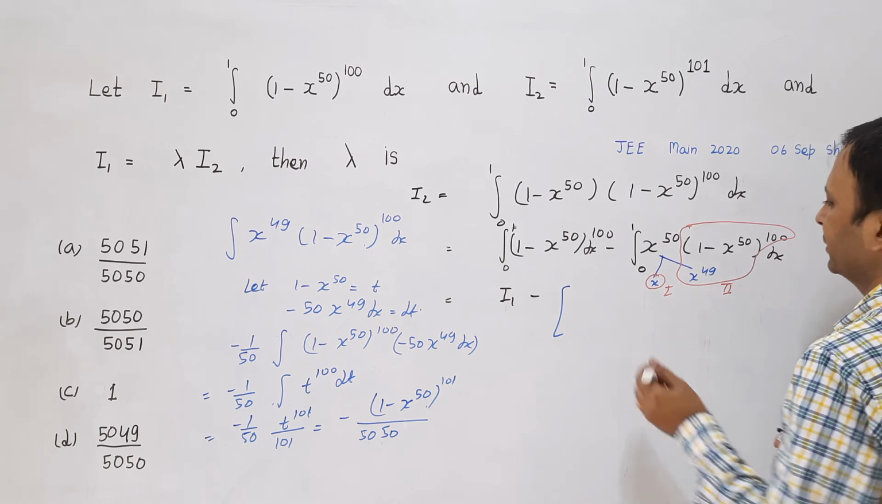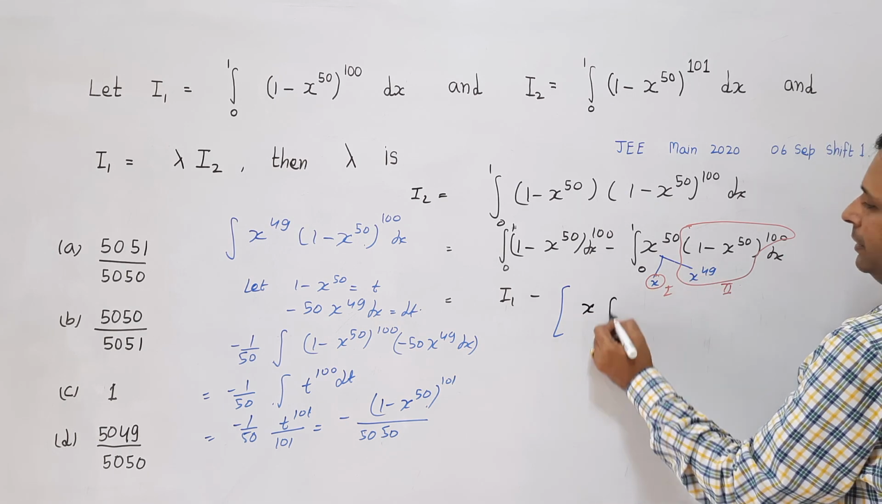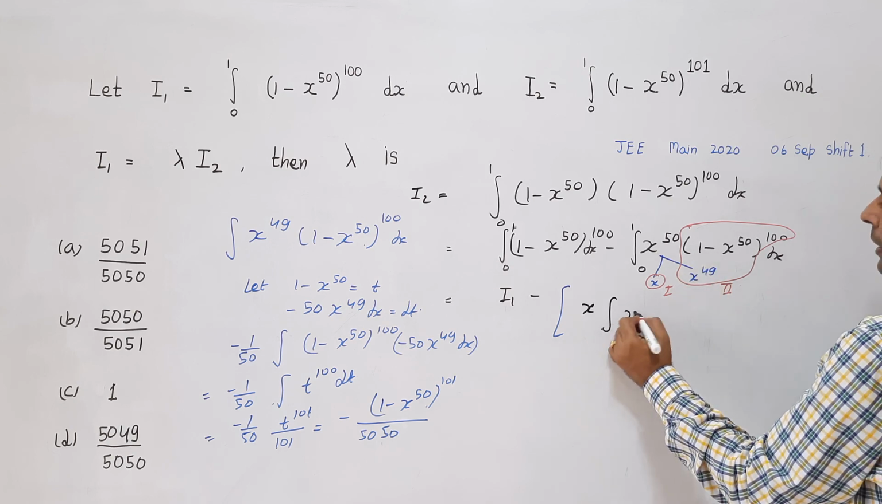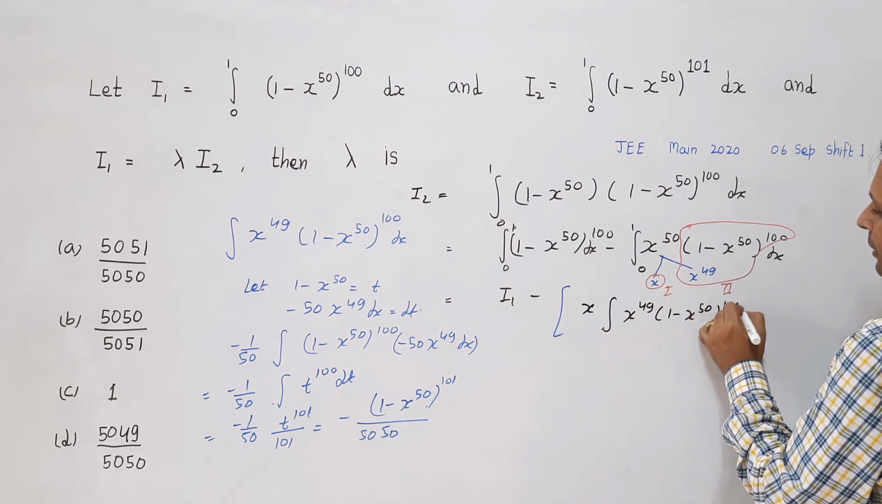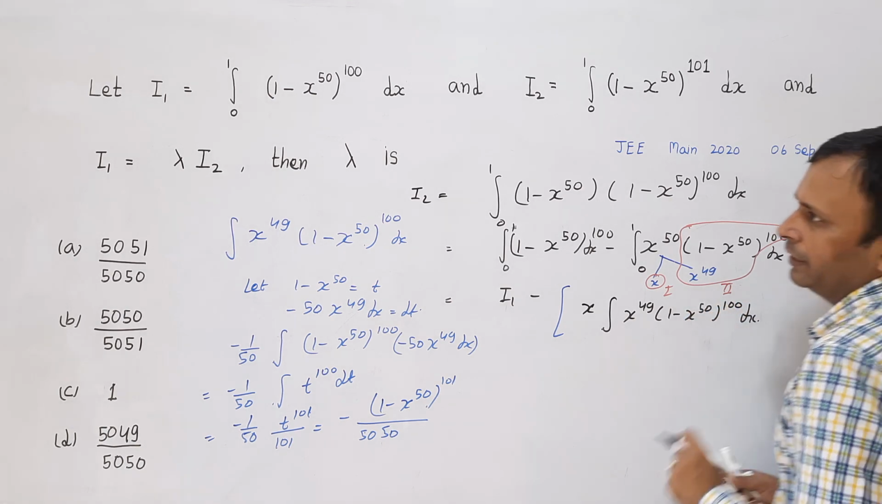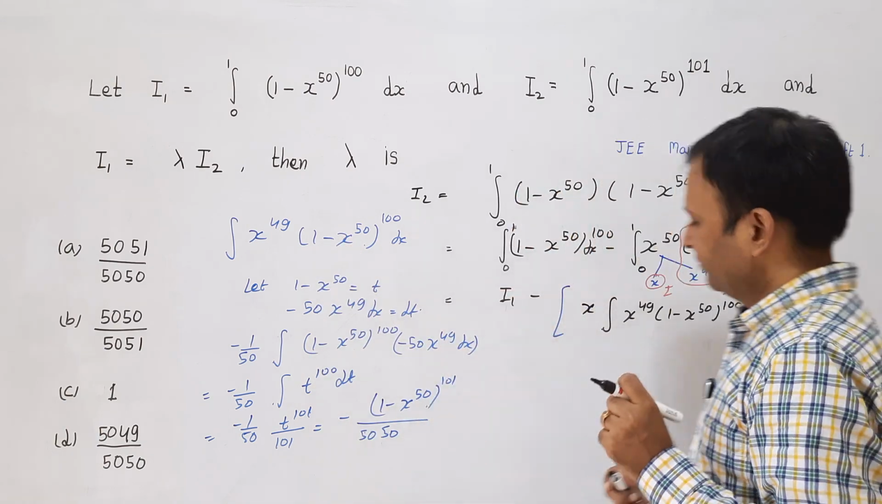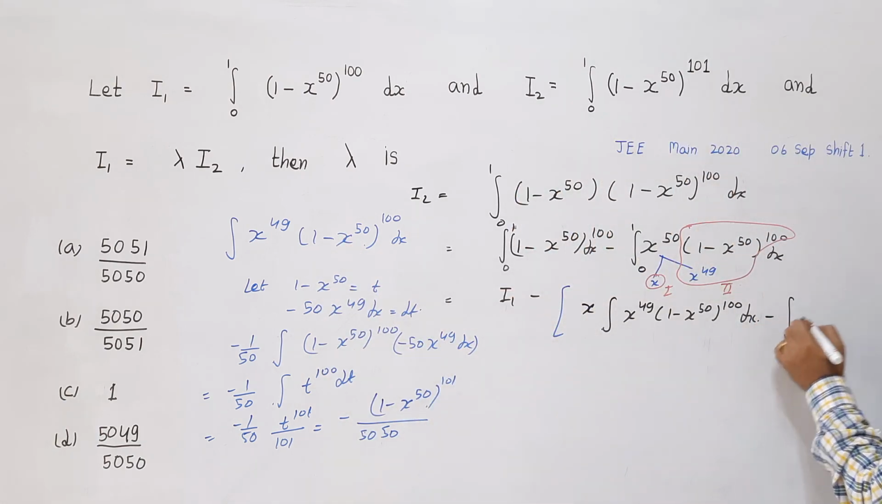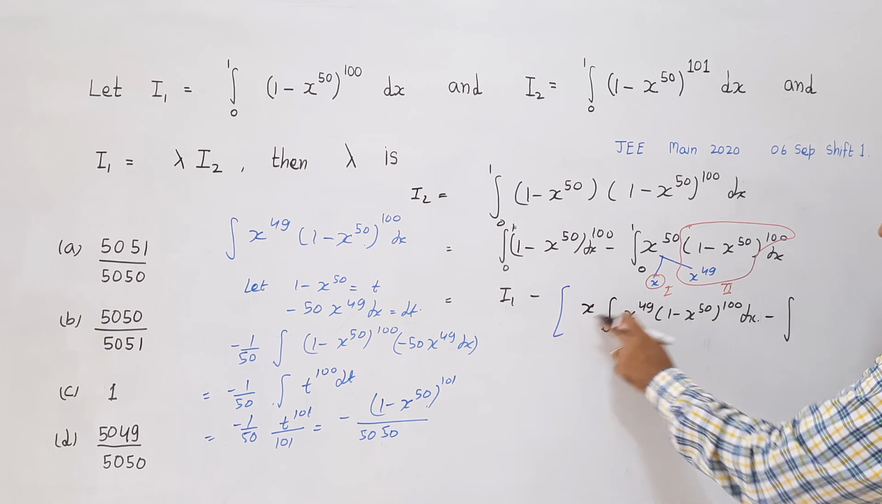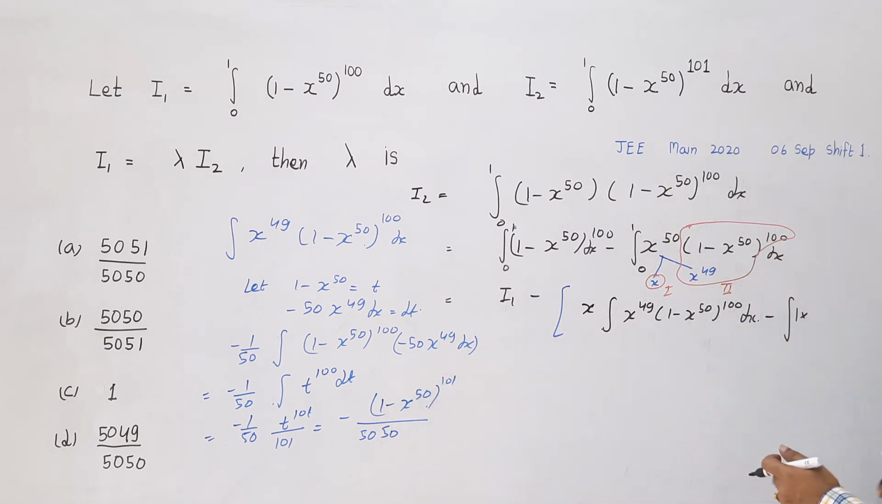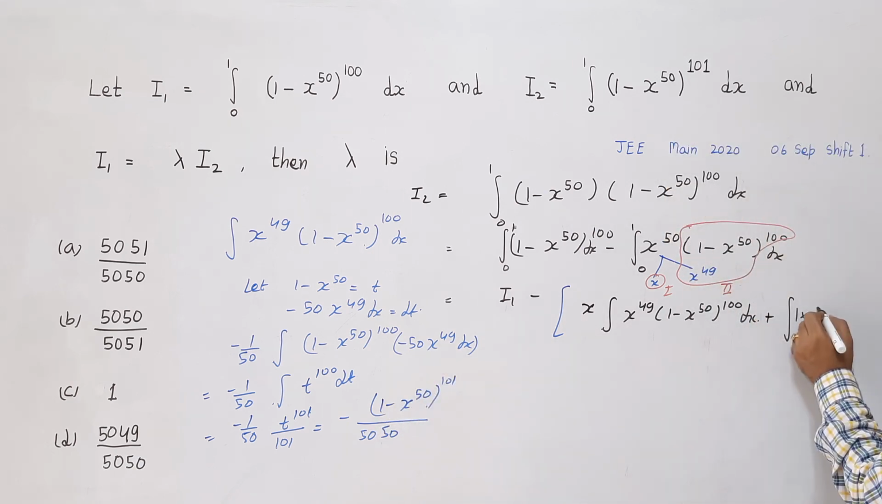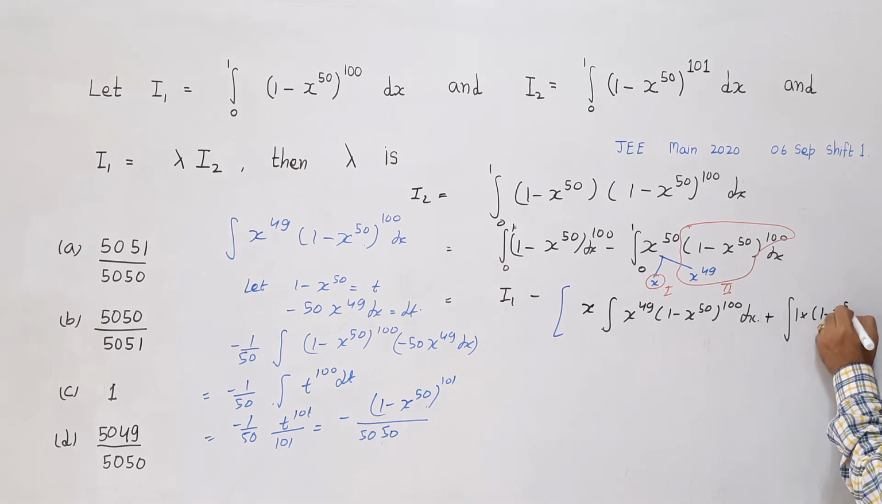So I will write this x multiplied by the integral of the remaining part, which is x raised to the power 49 into (1 minus x to the power 50) raised to the power 100 dx. And this integral we had already evaluated here, minus the integral of the derivative of the first function, which is 1, multiplied by the integration of this part, which I have written as minus. After this, minus minus becomes plus, multiplied by (1 minus x to the power 50) whole to the power 101 divided by 50 dx.